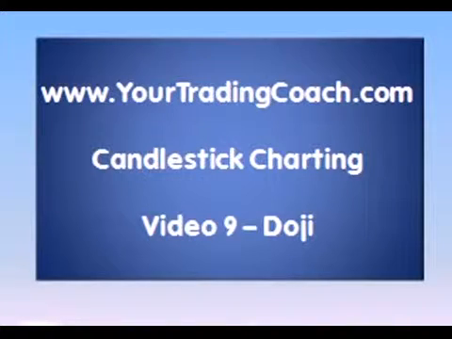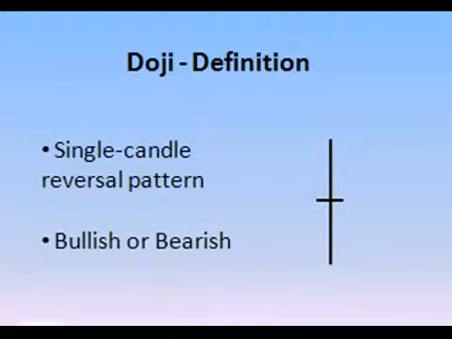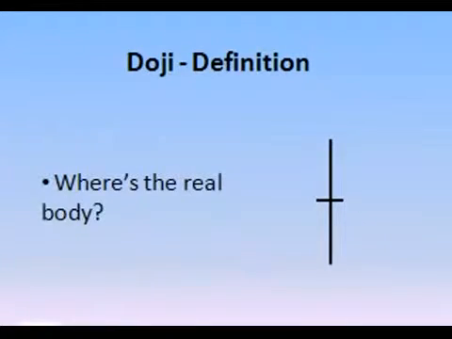Today we're going to look at something just a little different, the Doji. Like the other patterns we've discussed, the Doji is considered a single candle reversal pattern. However, unlike the others, it can be considered either a bullish or bearish pattern depending on where it's found on the chart. Obviously then it's considered a bullish reversal if it occurs at a market bottom, and it's considered a bearish reversal if it occurs at a market top. But where's the real body?